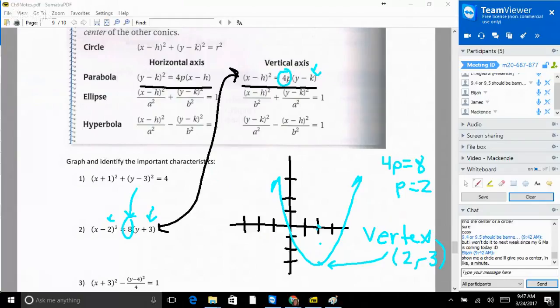So my focus point, is it at 0, 2? Or do you think it gets translated? Do you think my focus point is at 0, 2 up here, or does it need to get translated over to 2, negative 3?